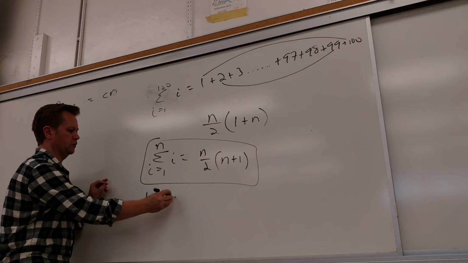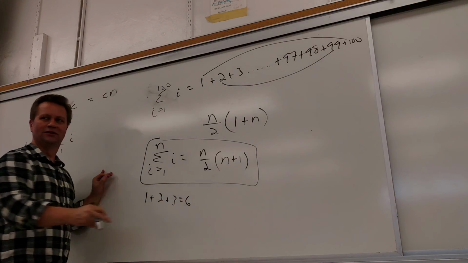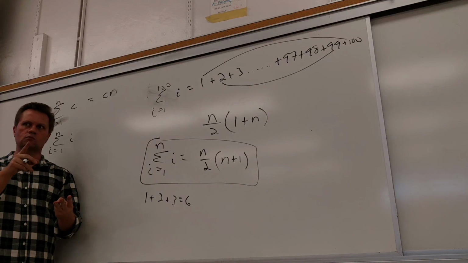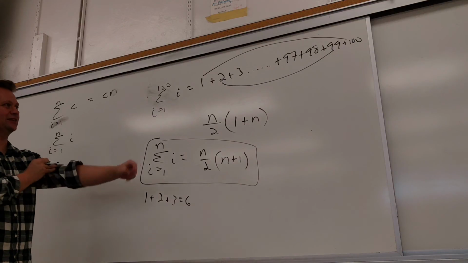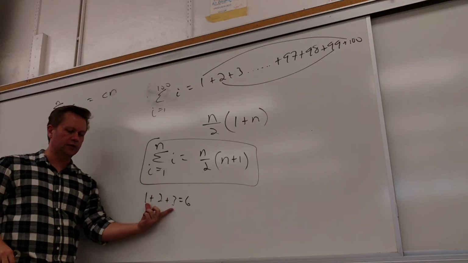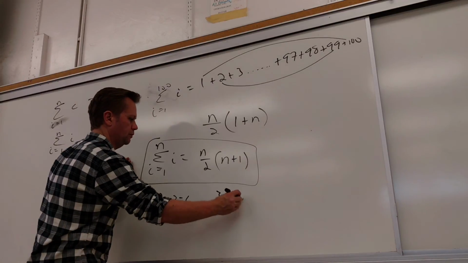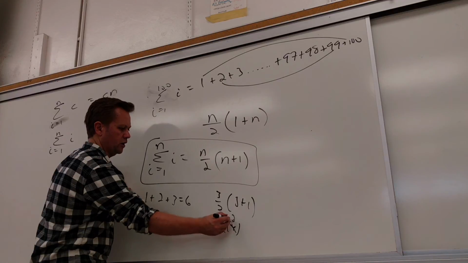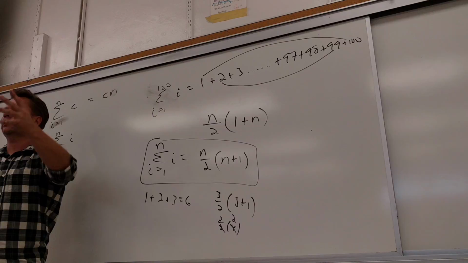What's 1 plus 2 plus 3? 6. Now, if I plug it into this formula, what's n for this? How long is this list? 3. So sure enough, if I put 3 over 2 times 3 plus 1, what's that? 3 over 2 times 4. 2 goes into 4 twice. 2 times 3 is 6. So that's not a proof, but that's an application of it.